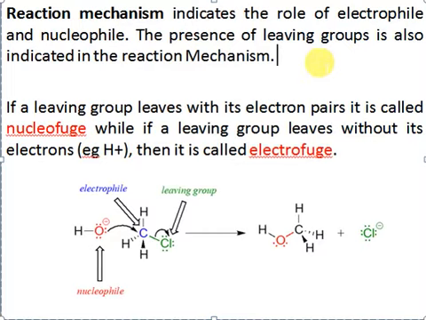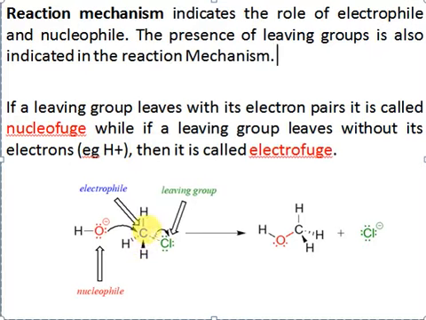So the presence of a leaving group is also indicated by the reaction mechanism. For example, just see this reaction, right? Again we have hydroxide ion, and this hydroxide ion is attacking on the carbon, right? You can see hydroxide ion is having negative charge, so it means electronically rich. The electronically rich attacking group is called a nucleophile. So in this specific example, the hydroxide is a nucleophile and the hydroxide is attacking on a carbon which is electronically deficient, right? So the electronically deficient center on which the nucleophile is attacking is called an electrophile.